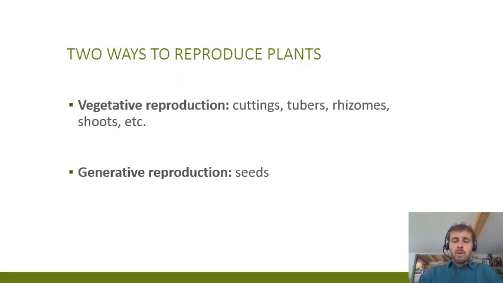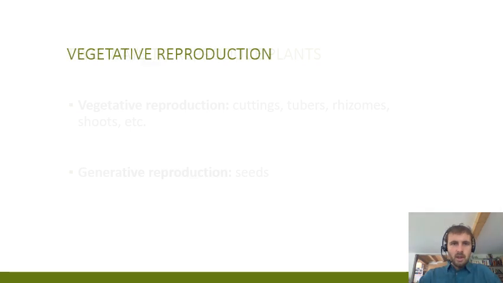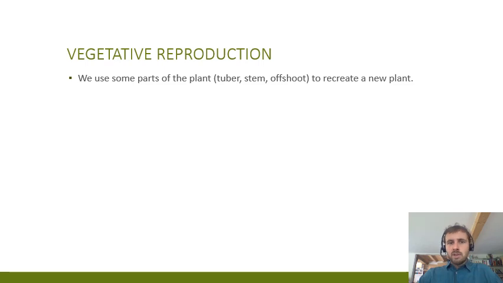So first of all, we will look at the basics needed to understand the collection of seeds. So we'll just go back on a few biology basics to be sure that everyone understands what we talk about afterwards. So you have two ways to reproduce plant. As you know, you have the vegetative reproduction using cuttings, tubers, rhizomes, shoots, etc. Or you have the generative reproduction, which is basically producing seed and planting seed. So the vegetative reproduction is the idea of using a part of the plant to recreate a new plant.